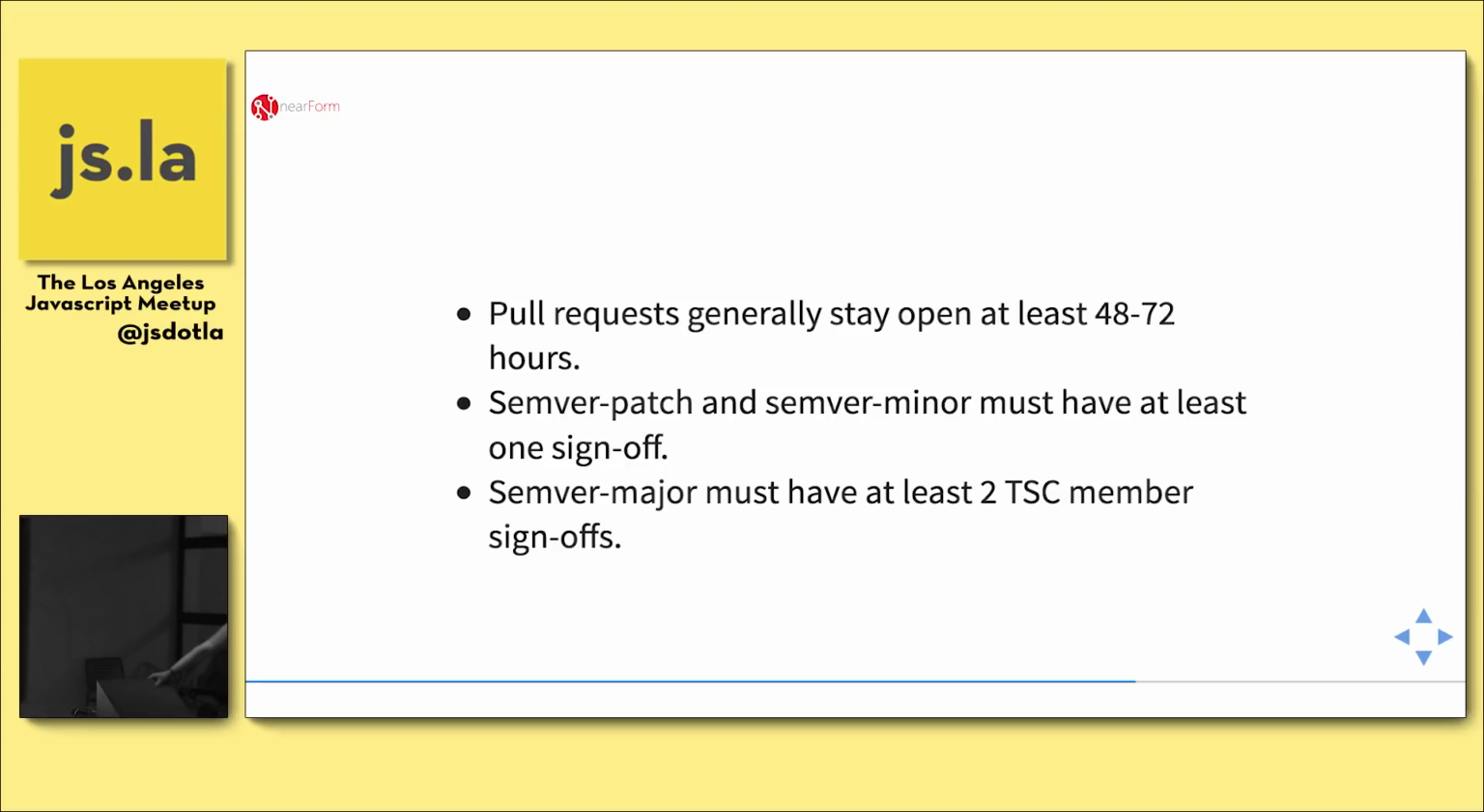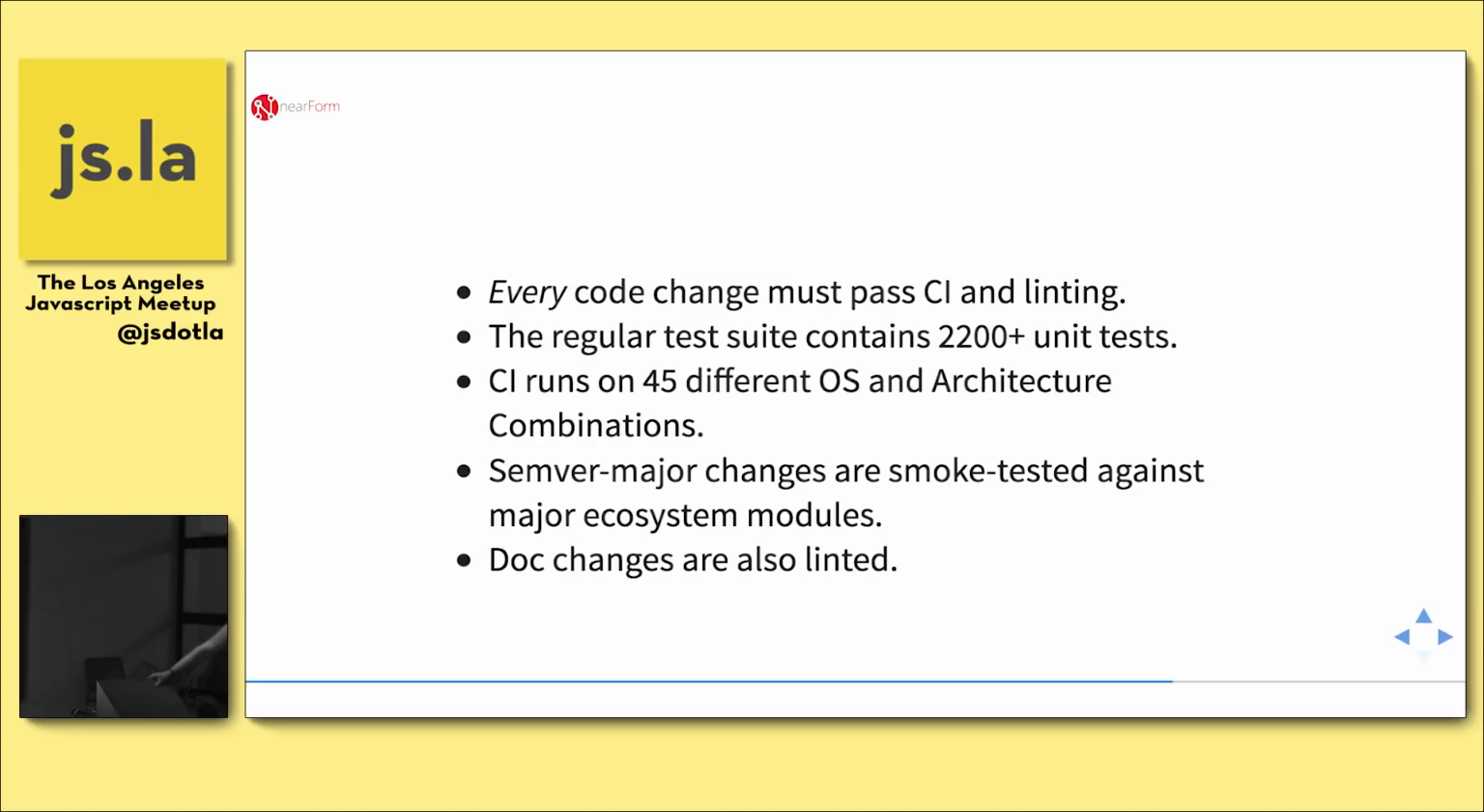So everything has to be signed off. Every code change must pass CI and linting. The regular test suite contains a little over 2,200 unit tests, and our CI runs on 45 different OS and architecture variations. So if you do the math, that's about 99,000 tests. Yeah, 99,000 tests for every code change on all the different combinations. That does vary. Sometimes it's only about 35 different combinations, so we might only run 66,000 tests.